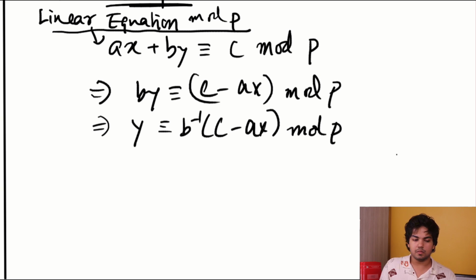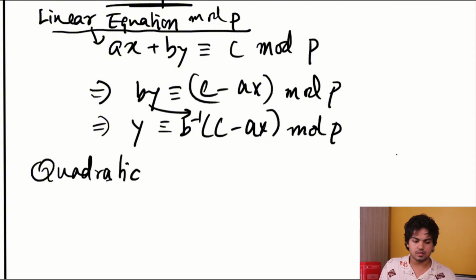This step you won't be able to do if b was 0. But if b was 0 mod p, this is a silly question. It doesn't mean anything. You can't find the answer in that case because this term alone vanishes then. So obviously the next jump is quadratics, and even higher powers for that matter. Quadratics and above.